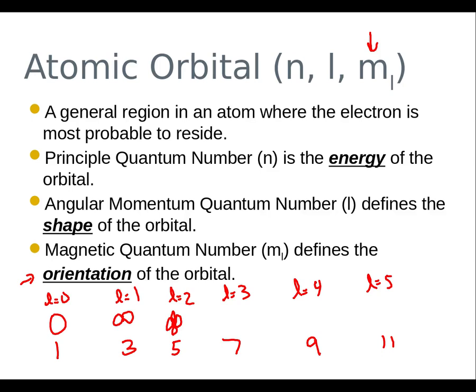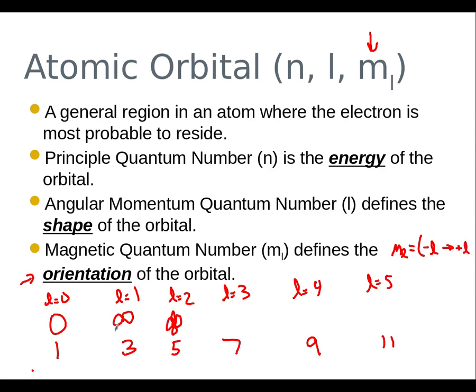So Schrödinger, who understands the geometry as a mathematician, wants a numerical value to assign to that. So he decided that m sub L, in every case, has the smallest value of being negative of whatever your L is, and it goes by integers all the way up to positive of whatever your L is.